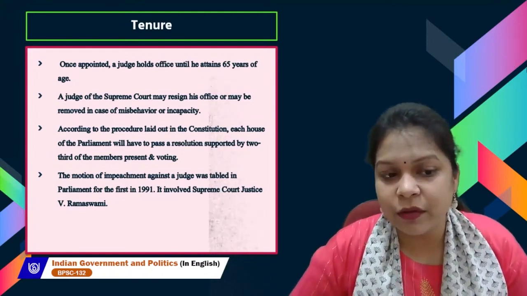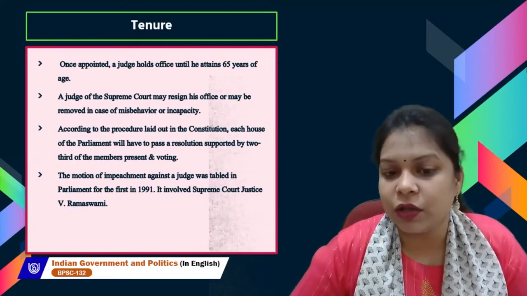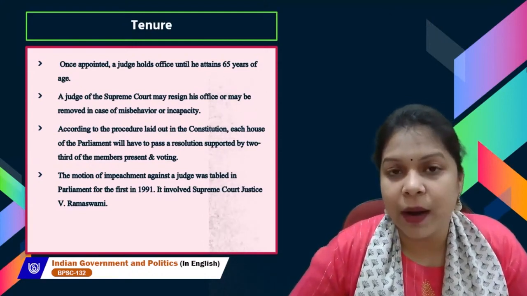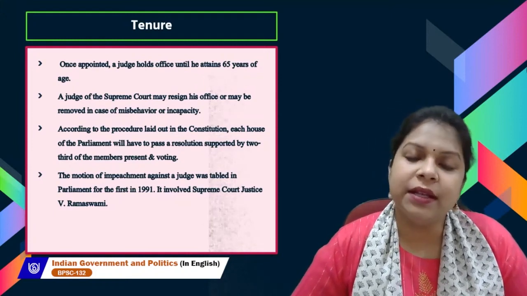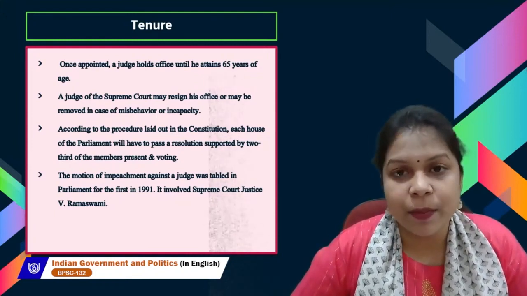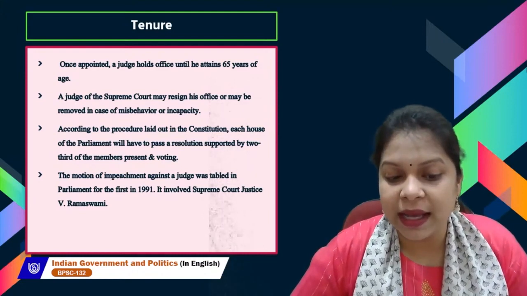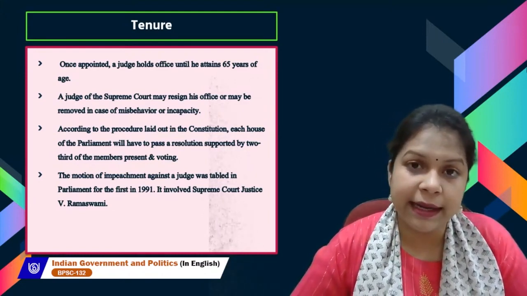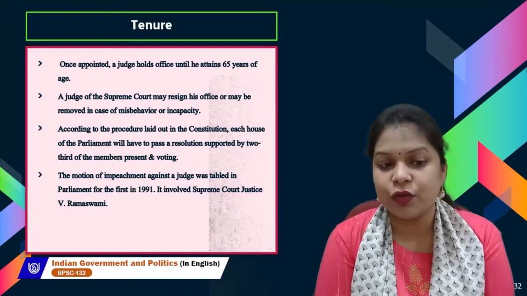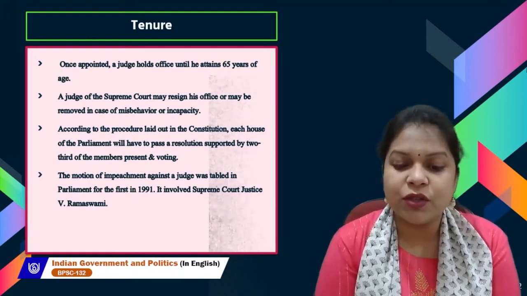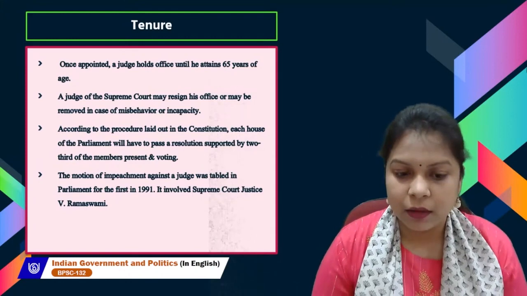In what cases can they be removed? The first is misbehavior and the second is incapacity. According to the procedure laid out in the Constitution, each house of the parliament will have to pass a resolution supported by two-thirds of the members present and voting. The motion of impeachment against a judge was tabled in parliament for the first time in 1991. So since its inception, it was in the year 1991 that an impeachment against a judge was tabled in the parliament. It involved Supreme Court Justice V. Ramaswamy, the judge against whom the impeachment was tabled.